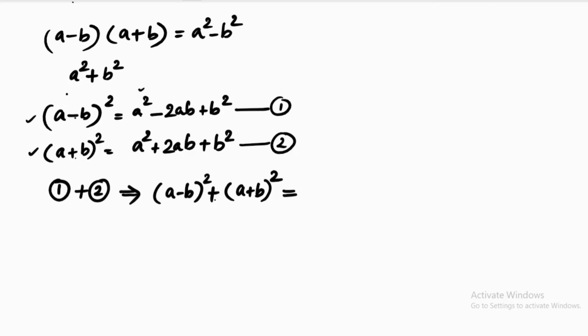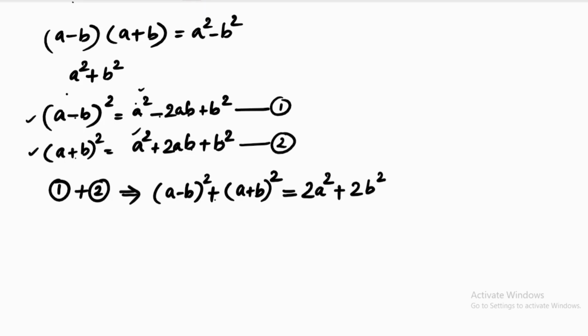That is a square plus a square, 2a square. Now minus 2ab plus 2ab is there. So what is minus 2ab plus 2ab? That will be 0, right? Plus 0 is there. Now again b square plus b square is there. So b square plus b square is 2b square.